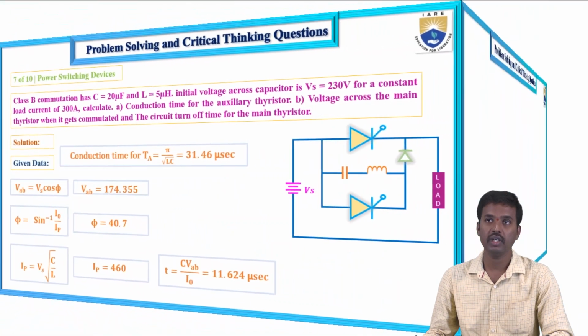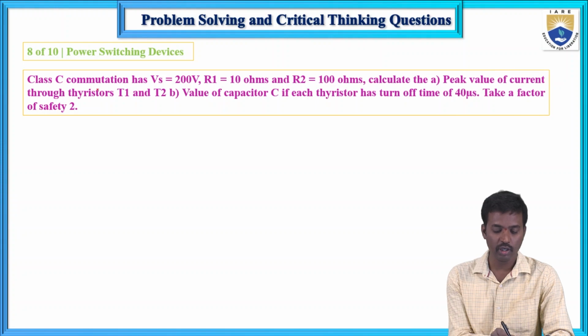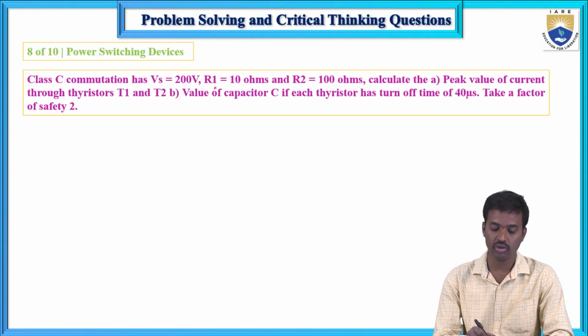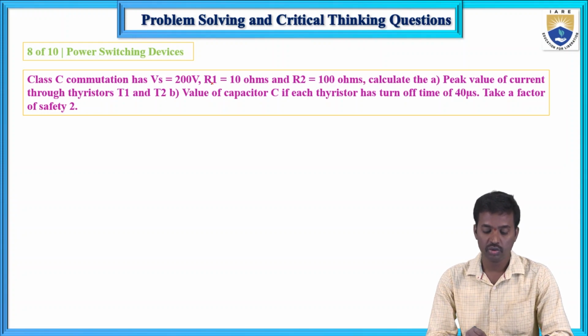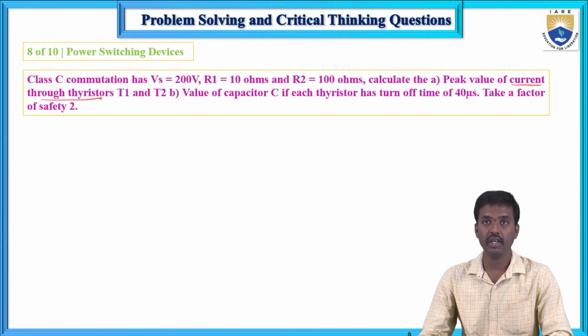Now in the next problem, the 8th problem, class C commutation. In class C commutation the supply voltage equals 200 volts. In that, there are two resistors we use to turn off the SCRs, so it is a complementary commutation technique. R1 equals 10 and R2 equals 100 ohms. Calculate the peak value of current through SCRs T1 and T2.